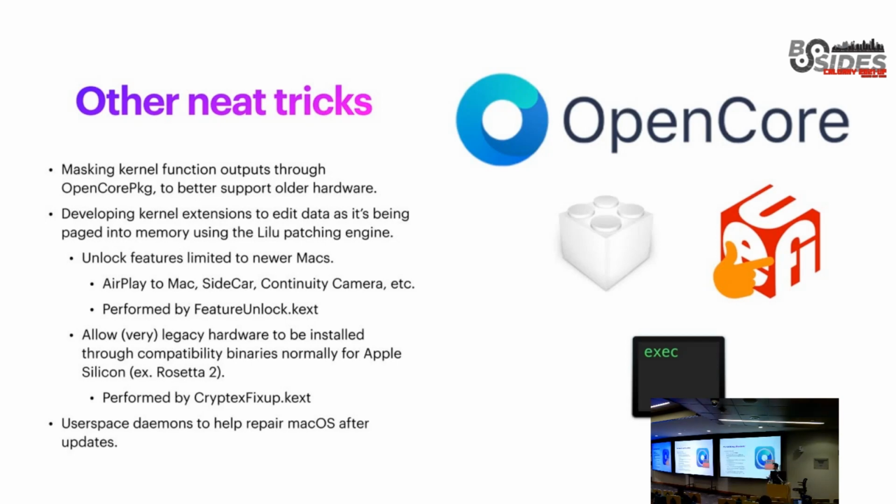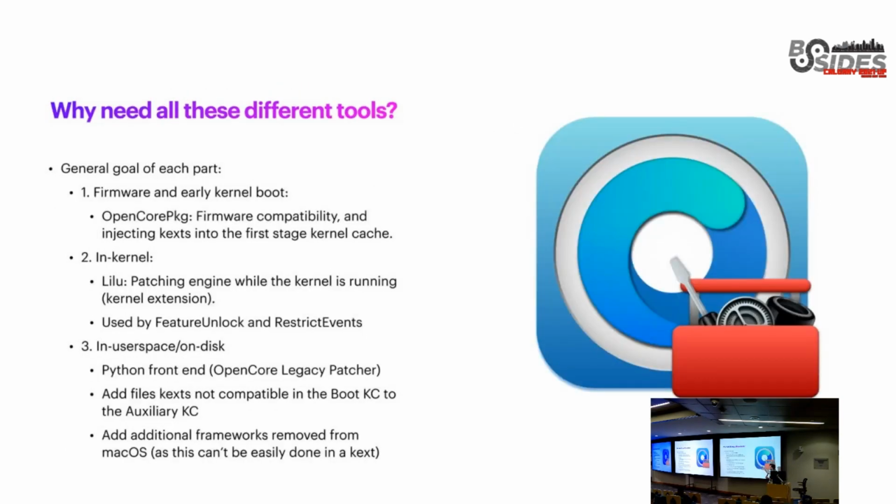So why do we need all these tools? This slide is basically just a clarification of a whole bunch of weird words I just said. So OpenCore package is a bootloader your machine boots into before it boots macOS. This is going to patch out early checks in the operating system, like boot.efi, and add additional kernel drivers that we may want. All right, then we have the kernel running.